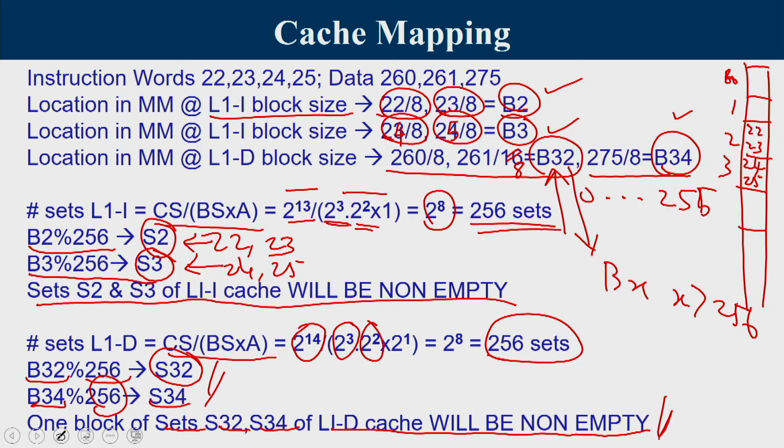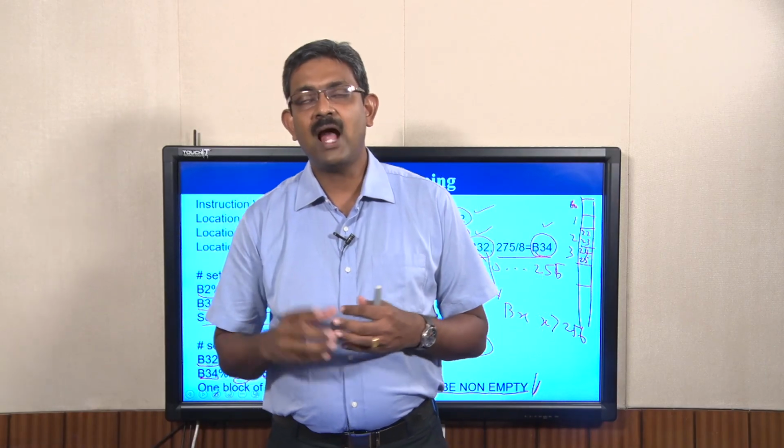So in this particular question, what we have done is we have considered the specifications of the I and D cache, and we are mentioning the words that the processor is trying to access. Based upon the mapping from main memory all the way to cache, we are able to find out which sets are getting filled up, which are the non-empty sets. With this we come to the end of this tutorial.